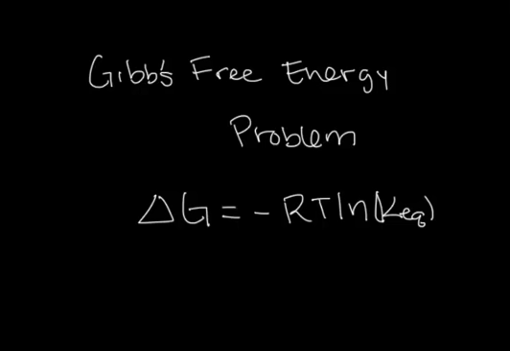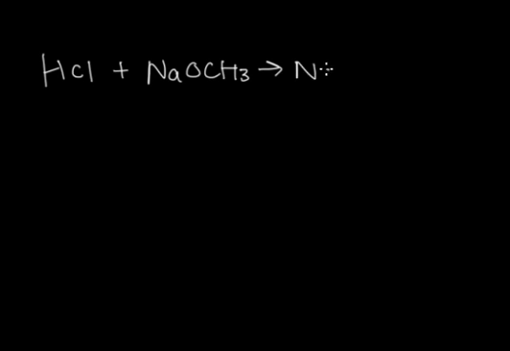Let's try going through a problem calculating the Gibbs free energy from some given information that we can calculate the equilibrium constant from. Suppose we were given the following reaction. Hydrochloric acid plus sodium methoxide creates sodium chloride and methanol.